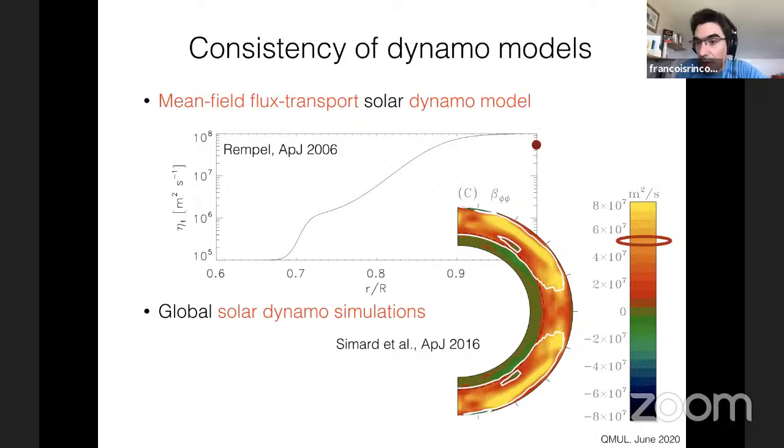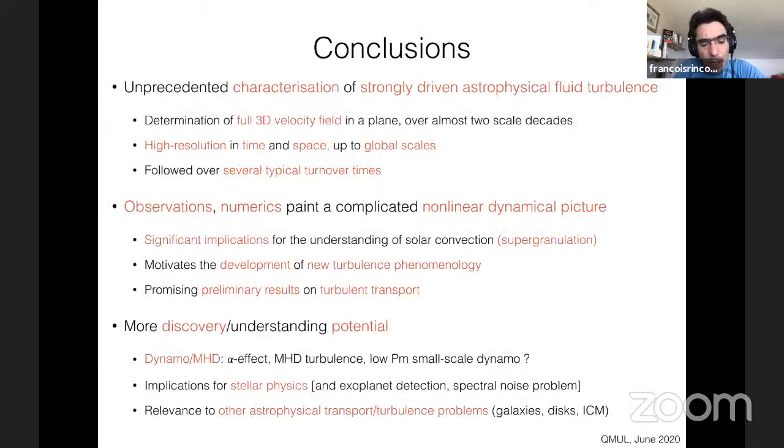I'm going to skip to the, I just want you to retain the main part of the hydrodynamic part of the talk. The main thing I want to outline is that because we are looking at the sun and it's very close, we are able to get a very, very detailed dynamical characterization of some kind of strongly driven astrophysical fluid turbulence, some things that you don't have access to for things like, say, accretion disks or galaxies or any other stars.